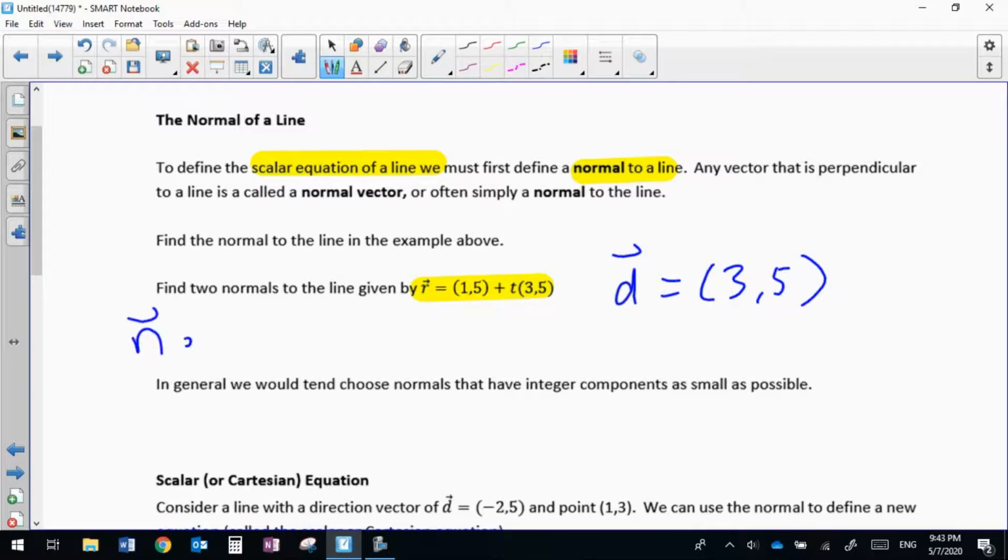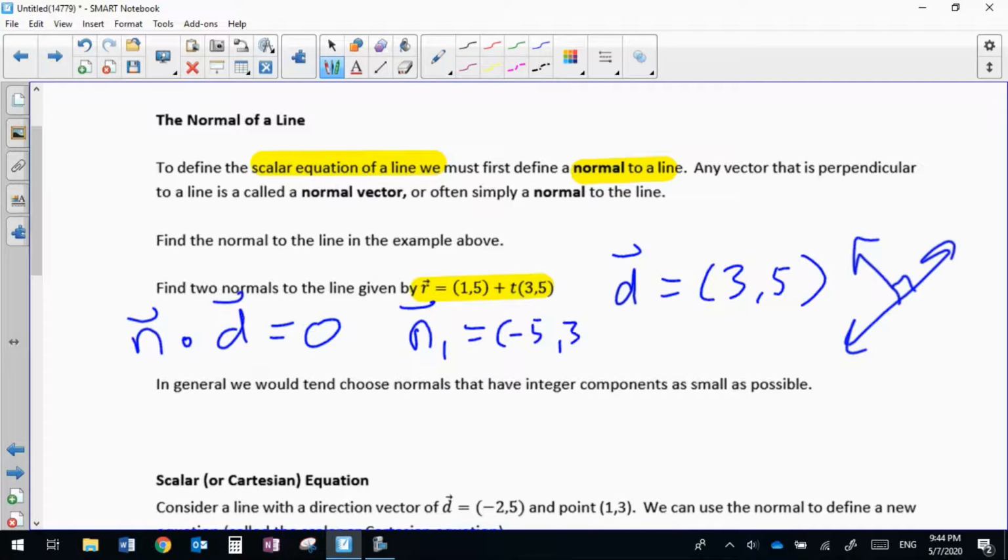Well, we know that this has to be true. In order for a vector, a normal, to be perpendicular to this line, it's got to be perpendicular to the direction vector. And we know that the dot product has to be 0, because that's how we determine whether or not vectors are perpendicular, using their dot product. So what do I dot with 3, 5 to get 0? Well, one possibility is negative 5, 3. You would get negative 15 plus 15, which is equal to 0.